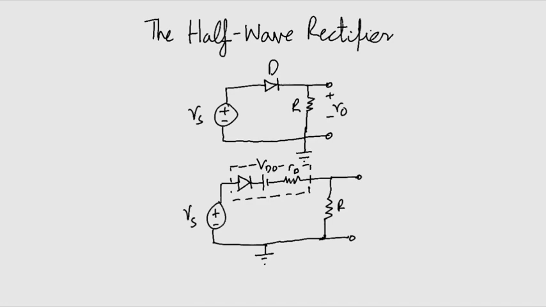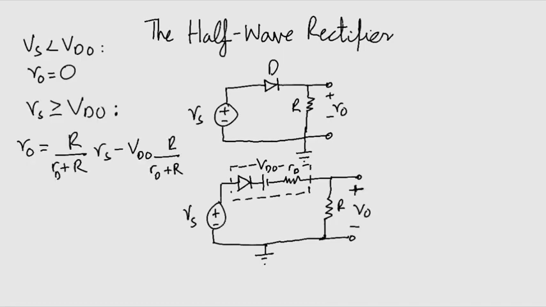When Vs is less than Vd0, we have this equation. When the situation is opposite, we have this equation. This results in this transfer characteristic.